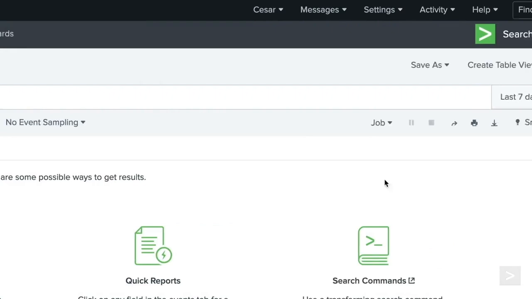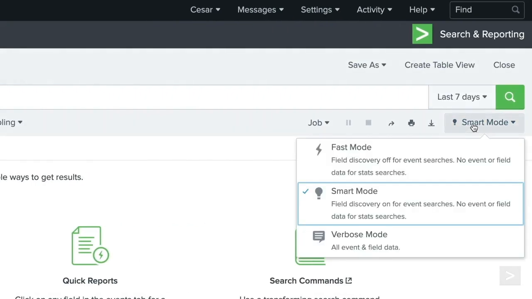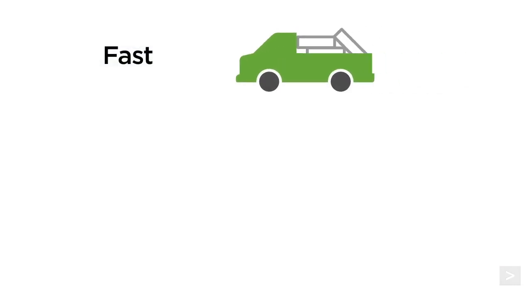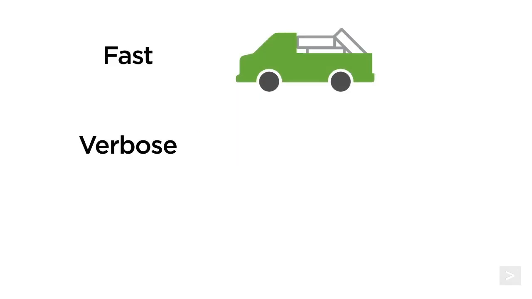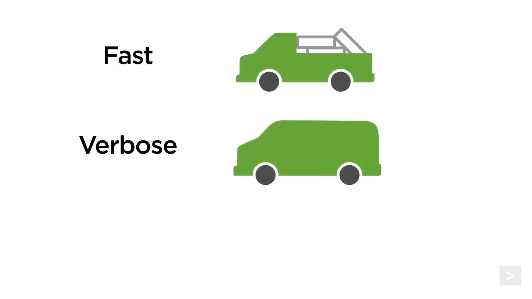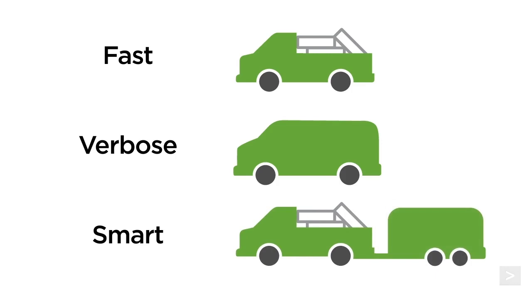formats. There are 3 search modes you can choose from the search mode selector: fast, smart, and verbose, with fast cutting down on the field information that is returned. Field discovery is disabled for this mode, only returning information on default fields and fields required to fulfill your search. Verbose mode returns as much field and event data as possible, discovering all the fields it can. The default smart mode will toggle behavior based on the type of search you are running.